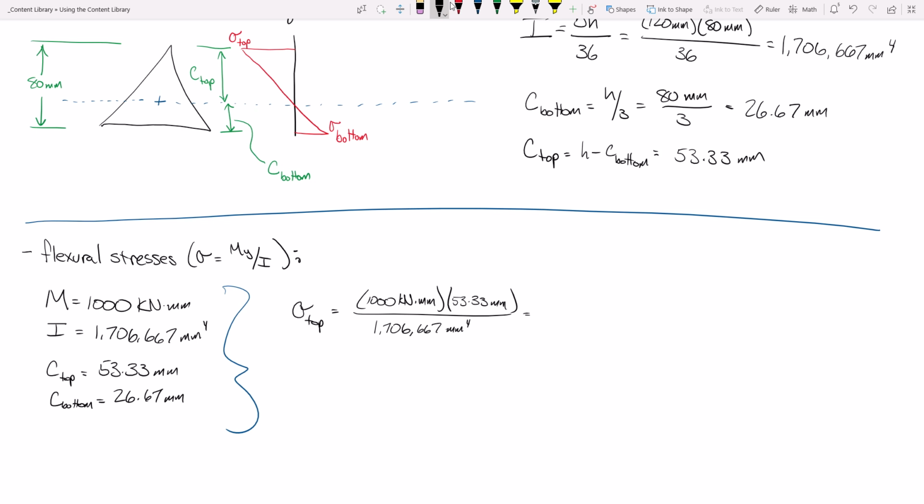This is a stress. When you take a kilonewton over a millimeter squared, what do you get? You get a gigapascal. So this is going to be tiny, but it's going to be in gigapascals, so we can multiply by 1,000 in the end and get it in megapascals. But let's go ahead and check this out and see what we get.